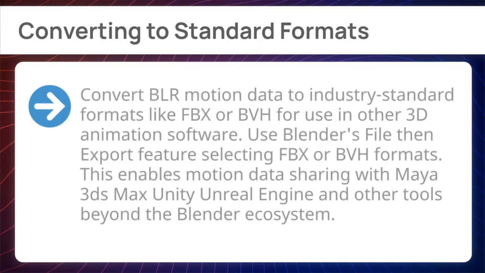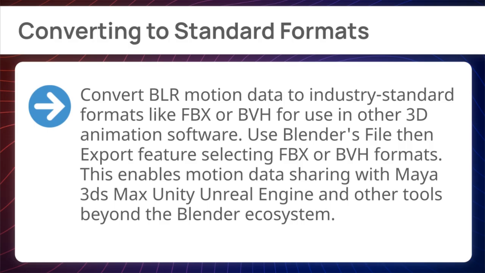Finally, converting to standard formats. Convert BLR motion data to industry-standard formats like FBX or BVH for use in other 3D animation software. Use Blender's File, then Export features, selecting FBX or BVH formats. This enables motion data sharing with Maya, 3ds Max, Unity, Unreal Engine, and other tools beyond the Blender ecosystem.